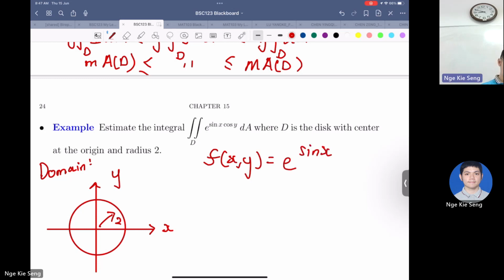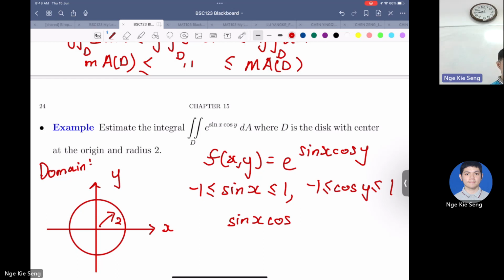e to the sine x cos y. Trigo function, right? How to bound a trigo function? So sine x and cos y are bounded by -1 to 1. If you multiply two numbers in -1 to 1, you still get a number in -1 to 1. Because -1 times -1 becomes 1, 1 times 1 becomes 1, and in between, multiplying decimal numbers, you still get a decimal number.